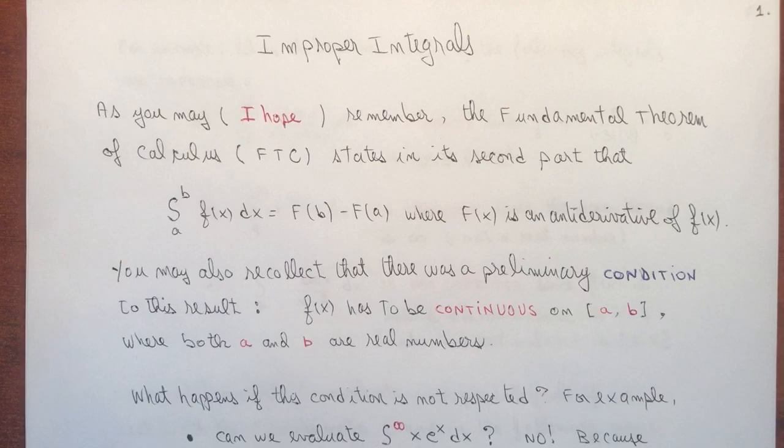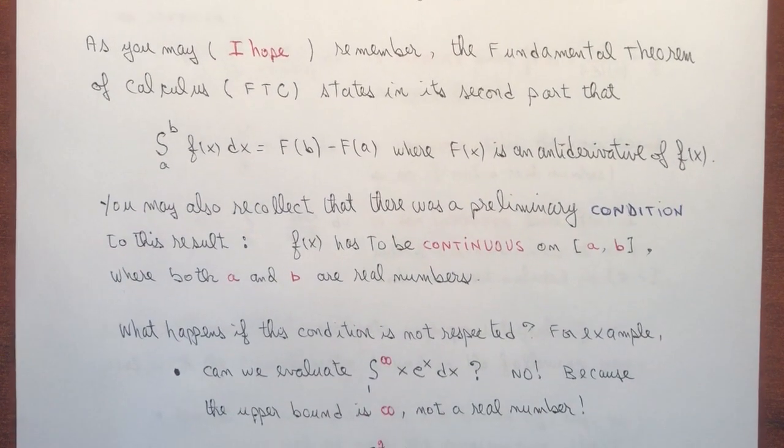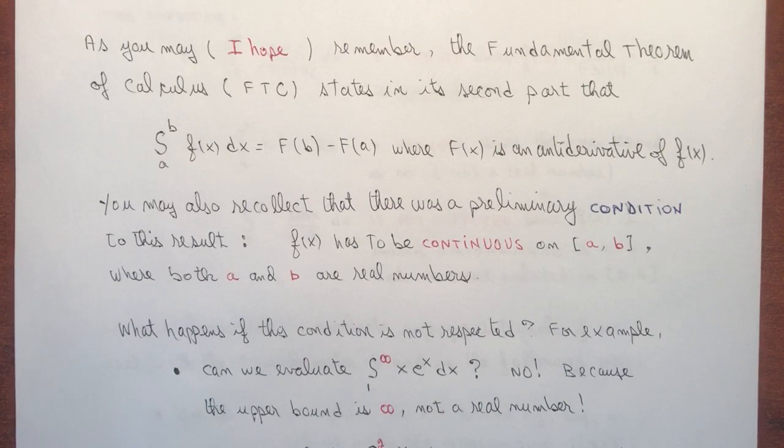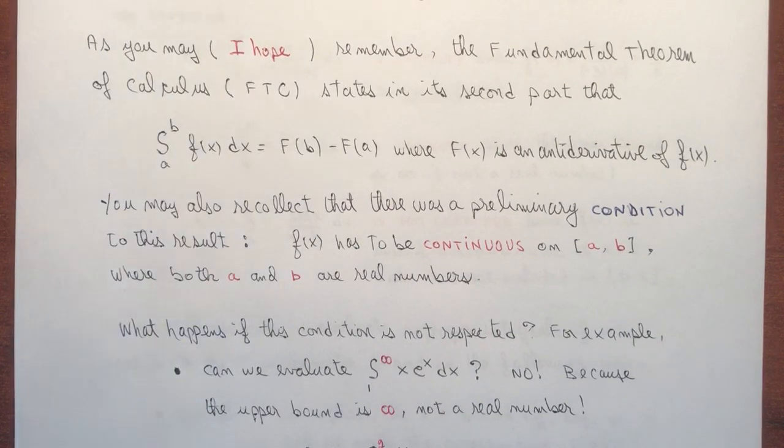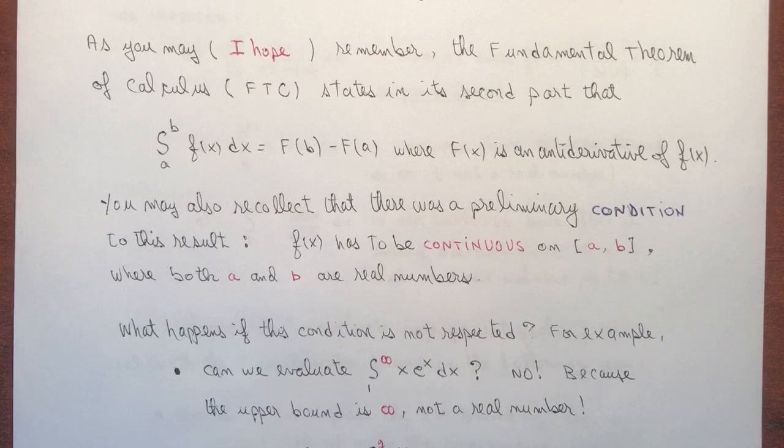So what happens if this condition is actually not respected? For example, could we evaluate the integral from 1 to infinity of x e to the x dx? And the answer is no, because the upper bound is infinity. It's not a real number. It's not a number from a to b.